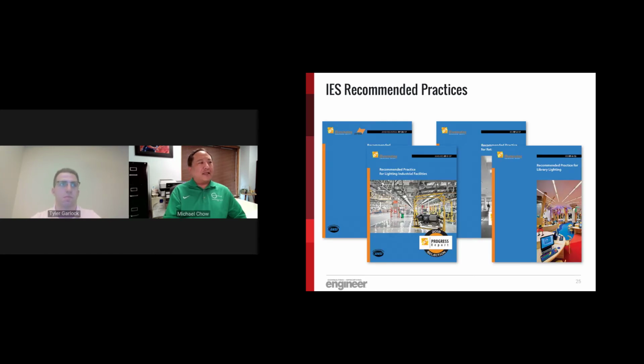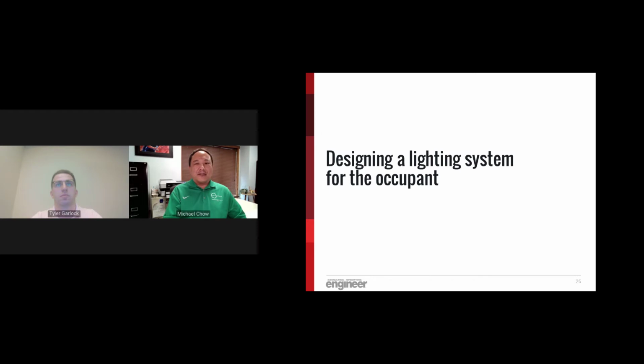So there are recommended practices that go into a little bit more detail. They've got different ones for industrial facilities, and they've got ones for healthcare and hospitality. So those provide more detail than just the handbook itself. Next, I'll turn it over to Tyler to talk about designing a lighting system for the occupant.